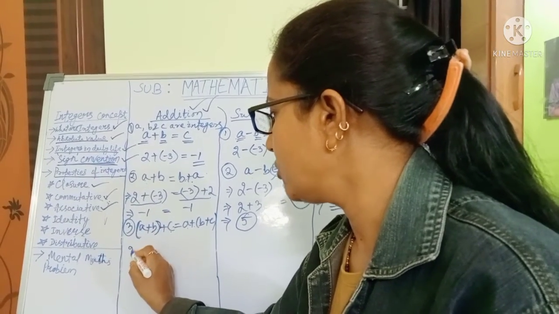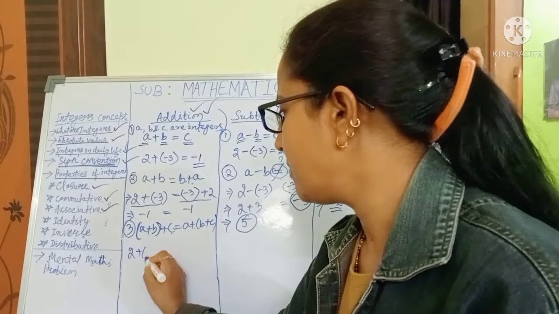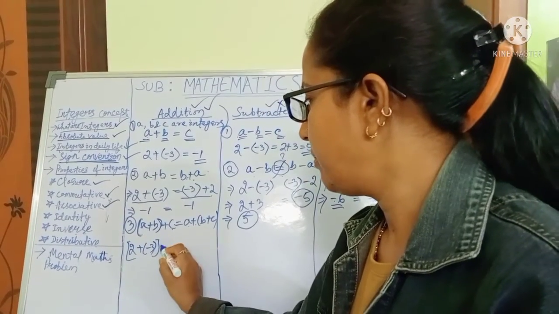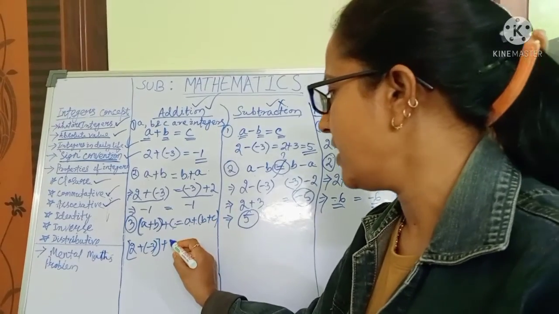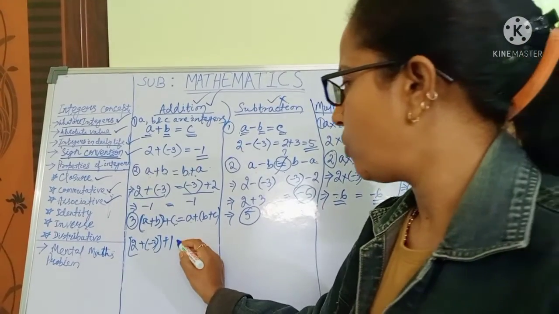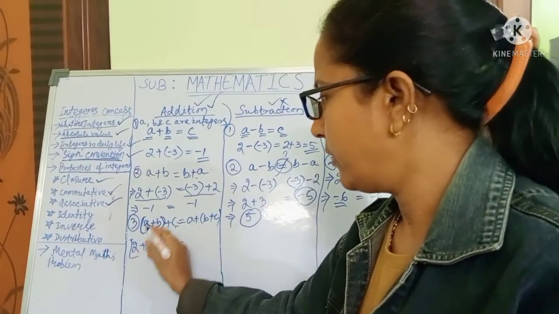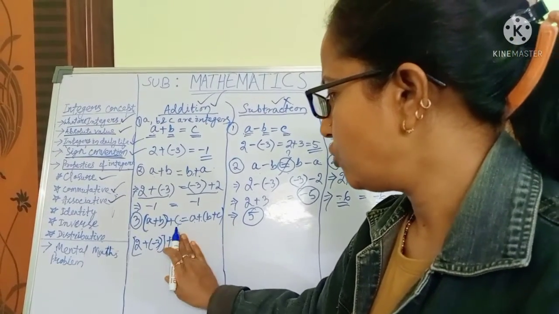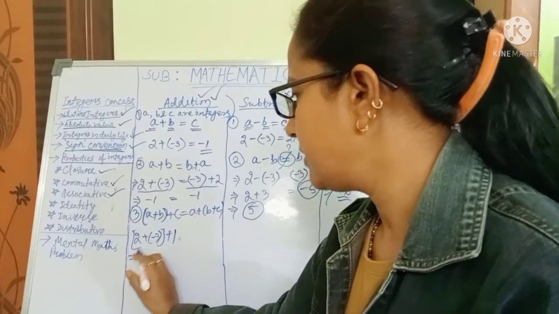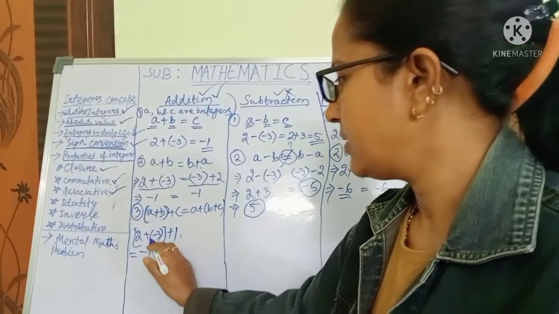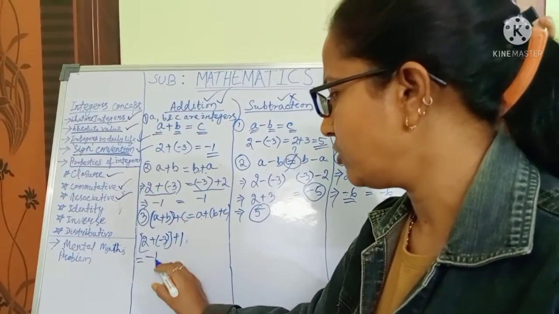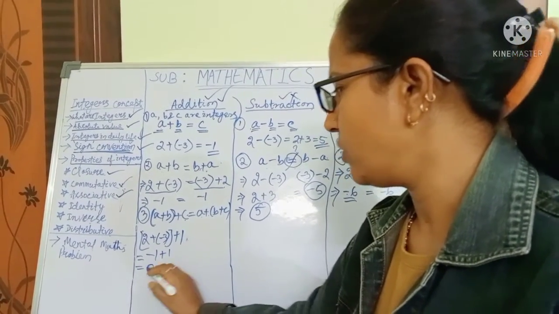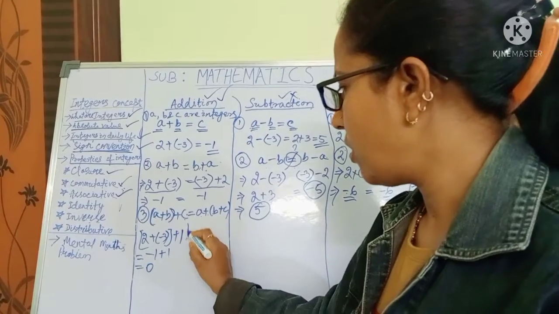If A is equal to 2, B is minus 3, and C I will take as 1. So what will be the value? We will consider first the LHS. 2 plus of minus 3 is minus 1, and plus 1. We are getting 0.